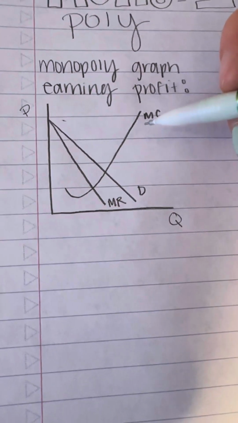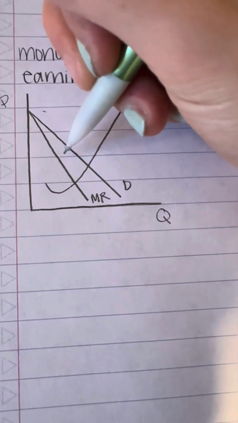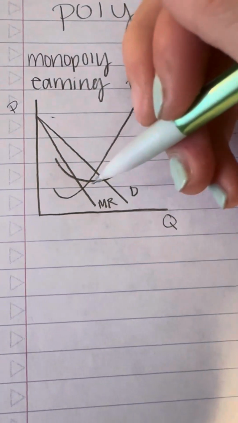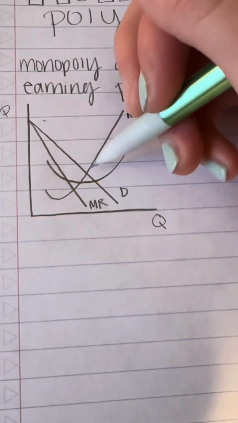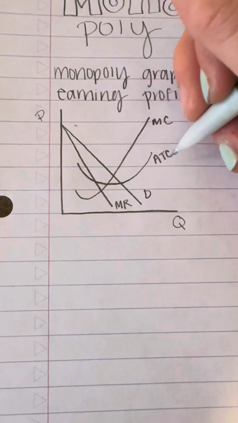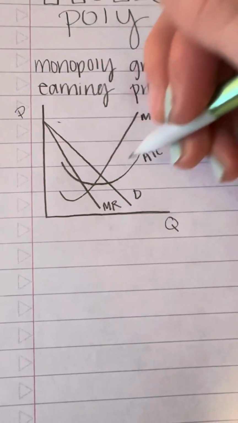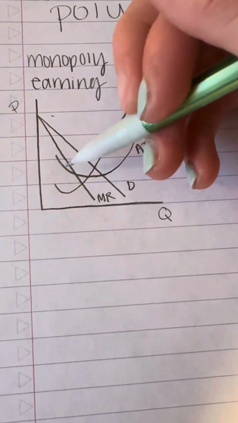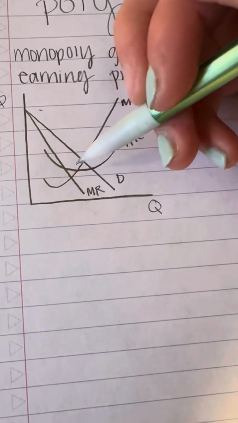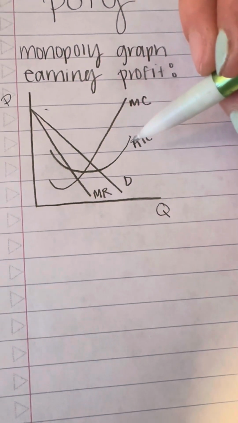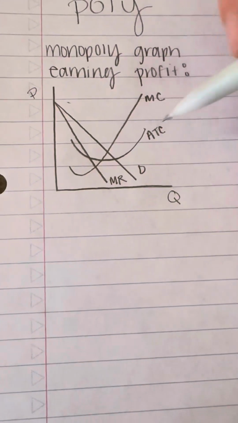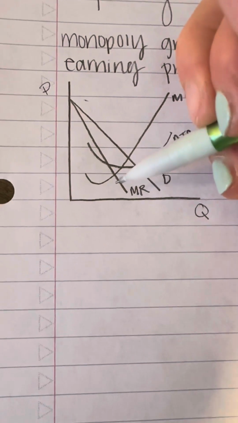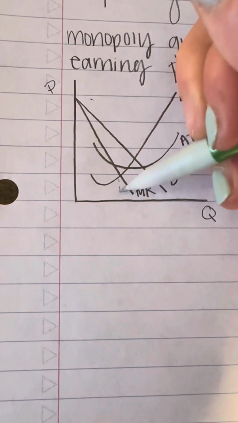And next, the ATC is going to be kind of over here because we're in profit. It has to be below over here. Okay, so this is our ATC, and this is a U-shaped line because the cost initially falls with the increased production, but then it can rise later, and it shows the cost per unit at the different levels of output.